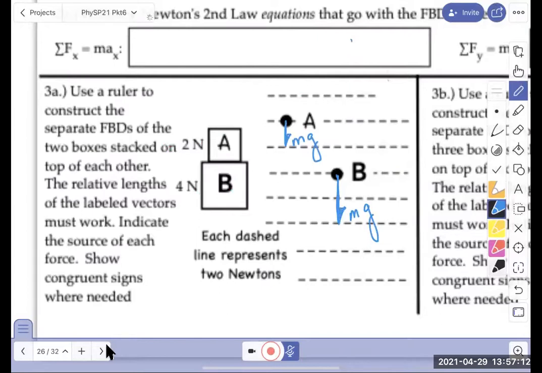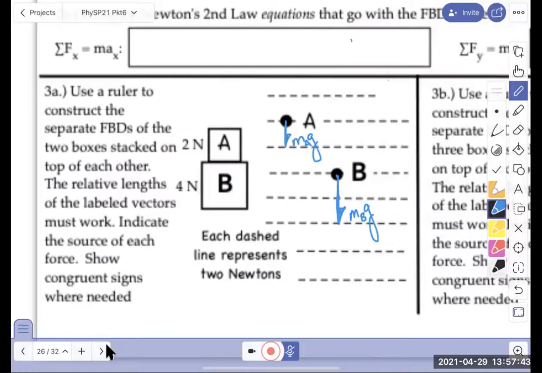Wouldn't box B be the only one that has the MG? Nope. They're both attracted to the Earth. They both have mass. They're both attracted to the Earth. So that's not the problem. The problem is the way I wrote it. How do I know which M is M? If there's more than one body involved, you have to say M sub A G, M sub B G. You have to show. You have to distinguish.